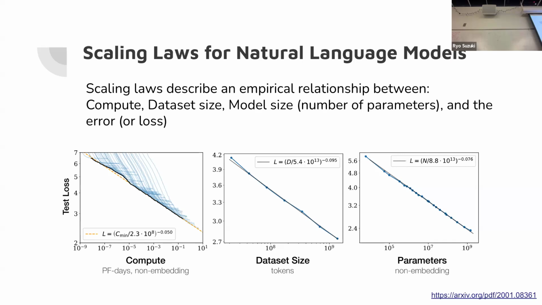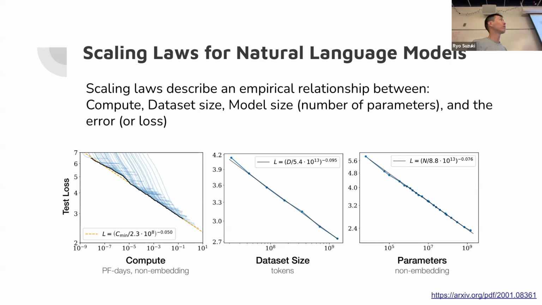If you have enough dataset and enough parameters and you increase the compute, performance gets better and better. And if you have enough compute and enough parameters and you just increase the dataset, it also gets better and better. The same goes for parameters: if you have enough data and compute and you just increase the parameters, it keeps getting better and better.